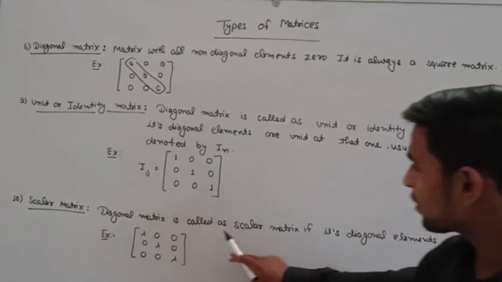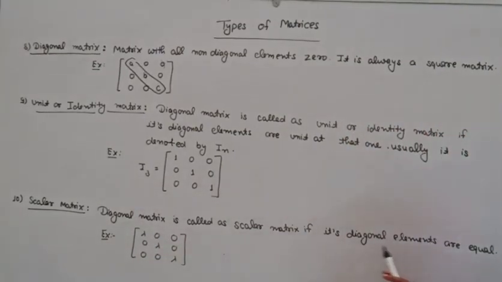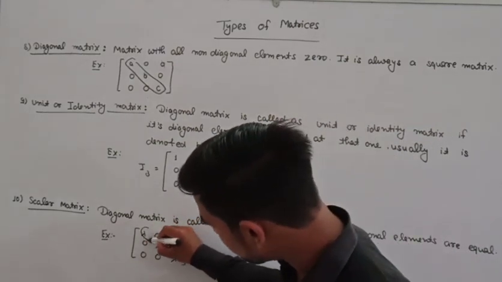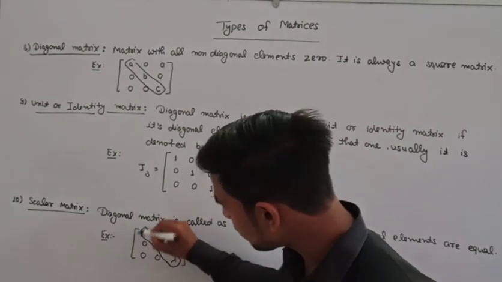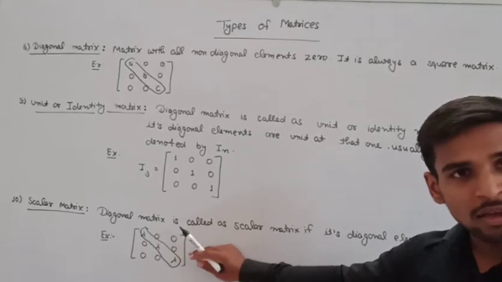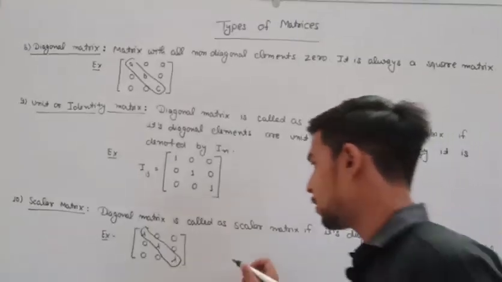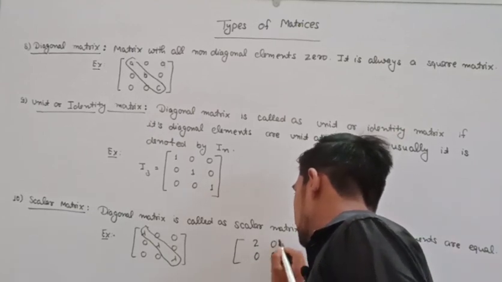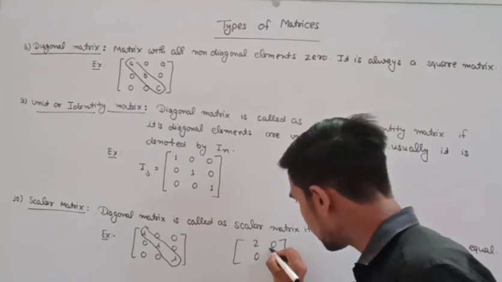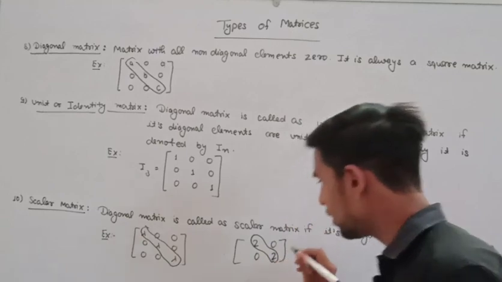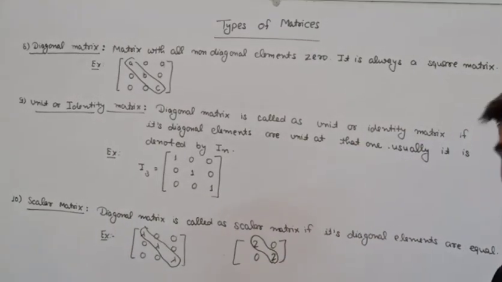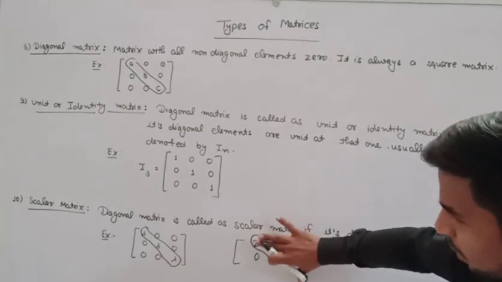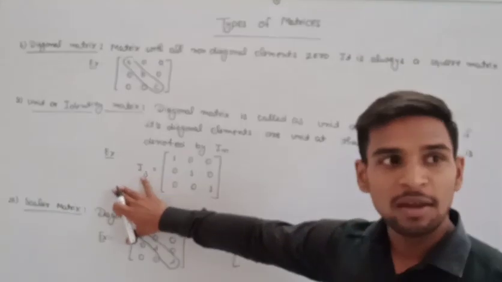Scalar matrix. What is the scalar matrix? A diagonal matrix is called a scalar matrix if its diagonal elements are equal. It means that every diagonal element is the same. Here we can see that the diagonal elements are all lambda. One more example can be taken as 2 0 0 2. Here the diagonal elements are 2 and 2. So the diagonal matrix whose diagonal elements are the same is known as the scalar matrix.